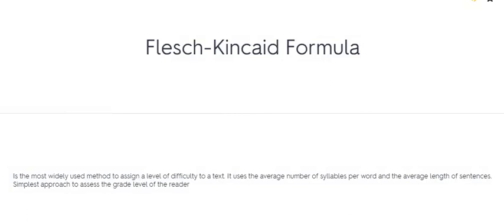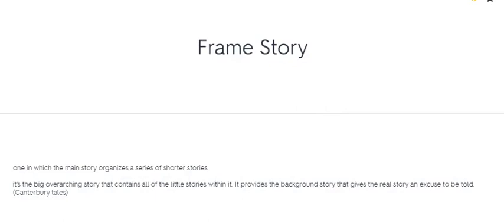Flesch-Kincaid formula. Is the most widely used method to assign a level of difficulty to a text. It uses the average number of syllables per word and the average length of sentences. Simplest approach to assess the grade level of the reader. Frame story. One in which the main story organizes a series of shorter stories. It's the big overarching story that contains all of the little stories within it. It provides the background story that gives the real story an excuse to be told.